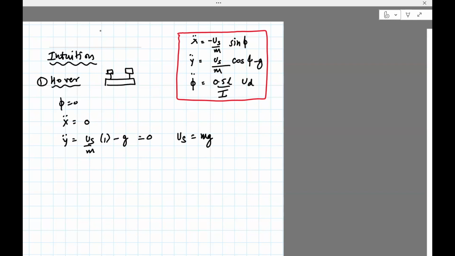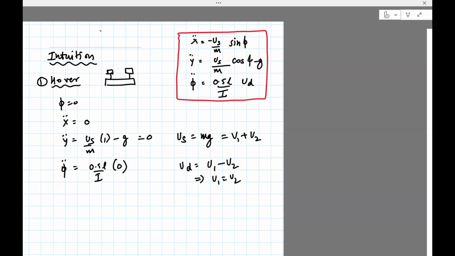That is, you need to put in a throttle inside the two thrusters such that the sum equals mg, and then it'll be floating in the air. And then finally, phi double dot equals 0.5 L divided by I times UD, UD being the difference. If you put that equal to 0, that is U1 equals U2, then it will stay in that position.